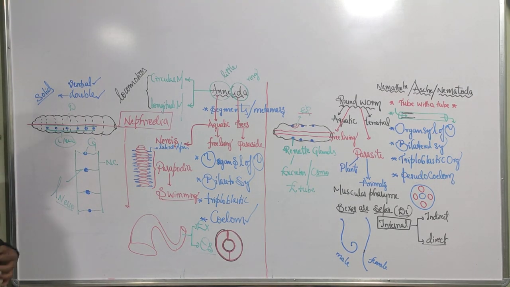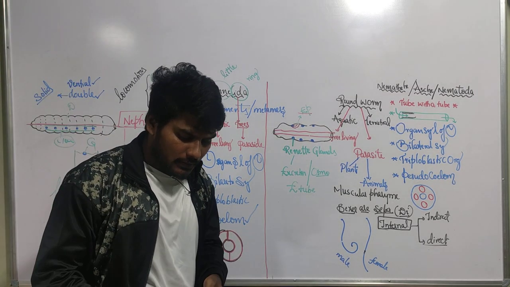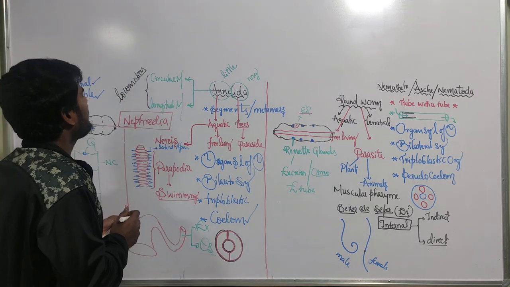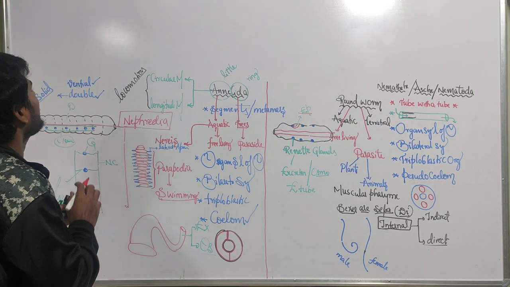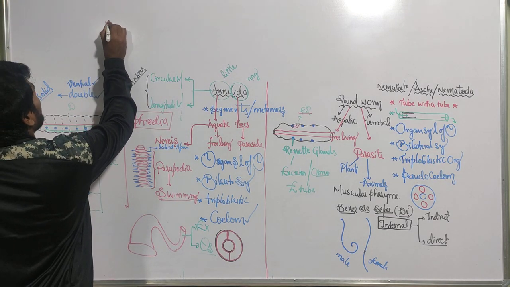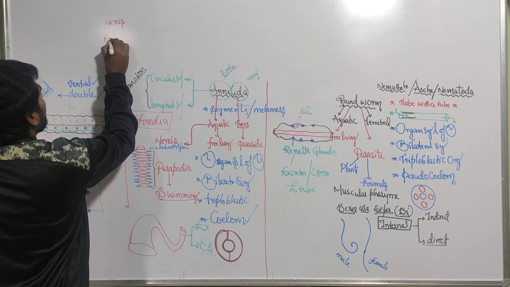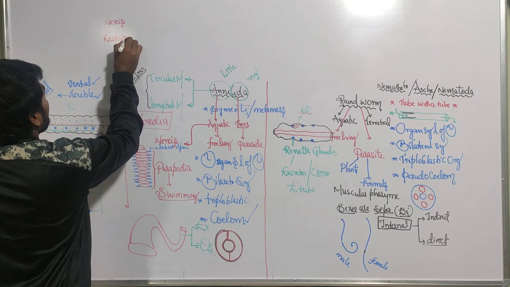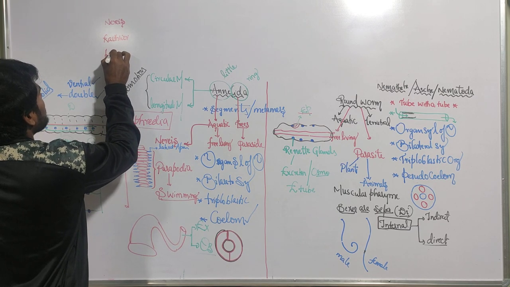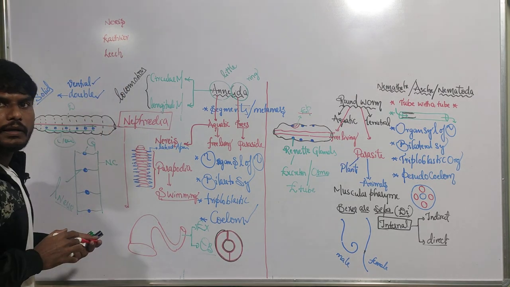Now come to the sexes. Three examples I have given. The three examples are: number one is Nereis, number two is earthworm, and number three is leech.